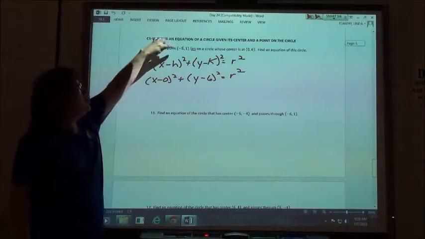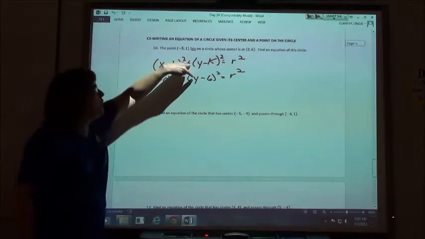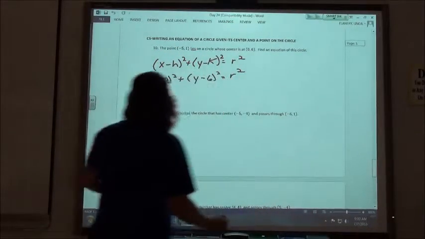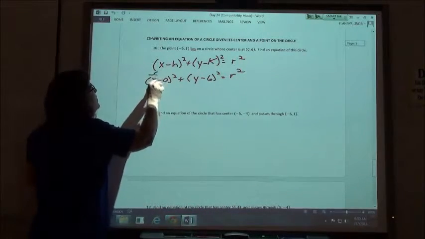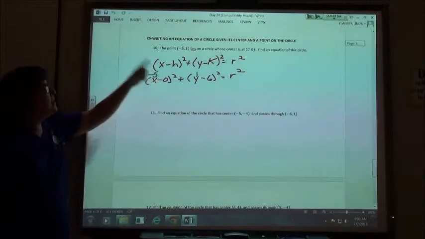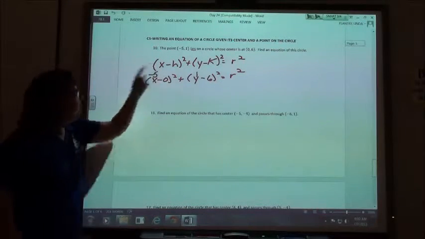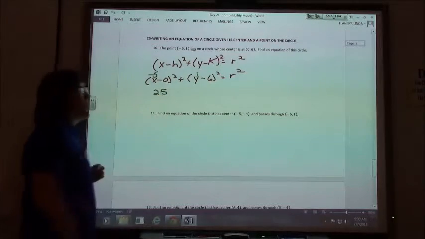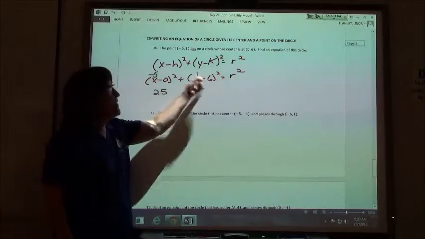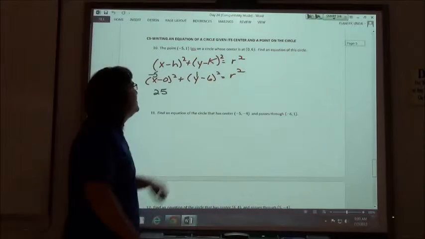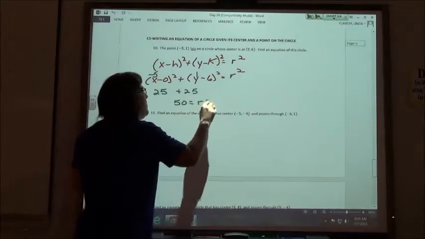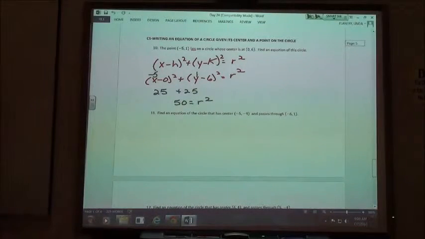What I'm then going to do is use this point, put them in for the x and the y so that I can find out what the r squared, the radius squared value is. So I'm going to put negative 5 in for my x, 1 in for my y. Negative 5 minus 0 is still negative 5. A negative 5 squared would be positive 25. 1 minus 6 is going to be negative 5. Negative 5 squared is also 25. So 25 plus 25 would give me 50 for the value of the radius squared.